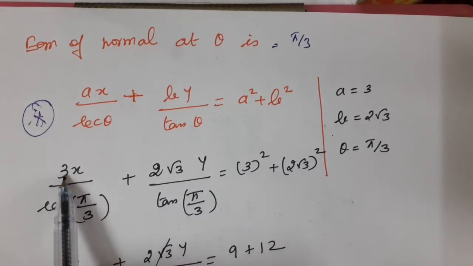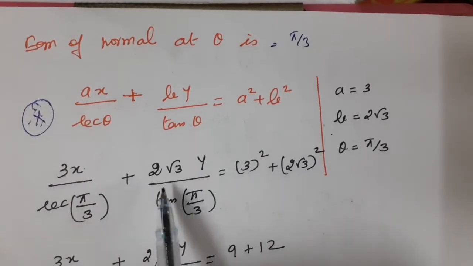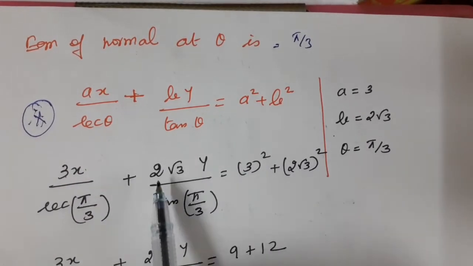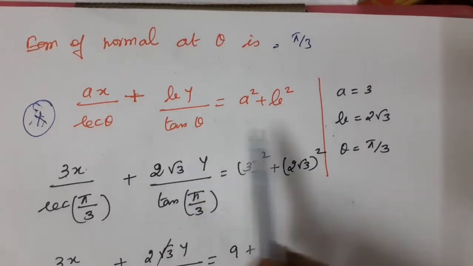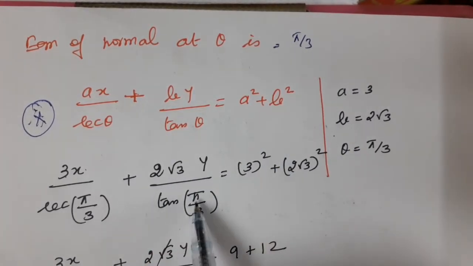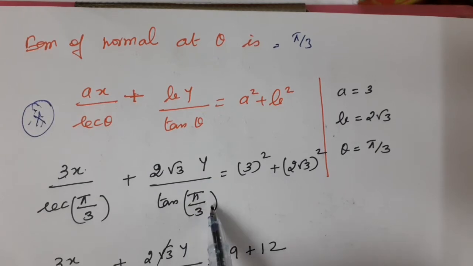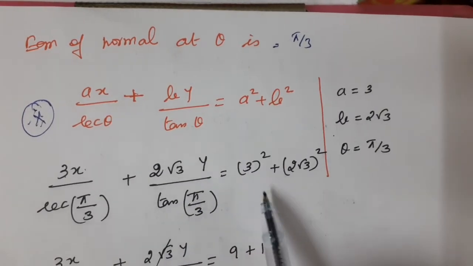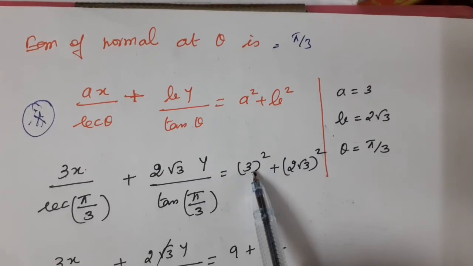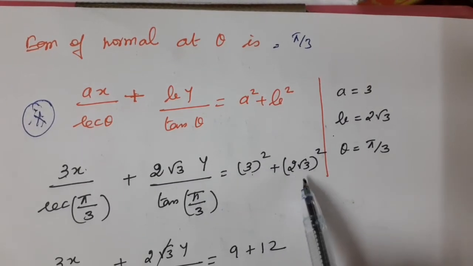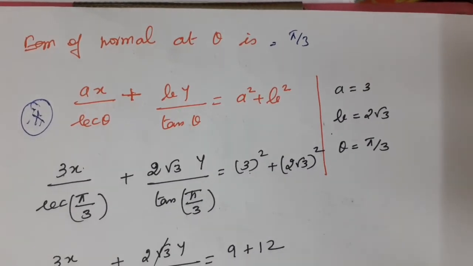What is a? A is 3. So 3x by secant pi by 3, plus what is our b value? B is 2 root 3 into y, tan theta. Instead of theta you substitute pi by 3, tan pi by 3, equal to 3 square instead of a, plus instead of b, 2 root 3 the whole square. Now what is the balance?